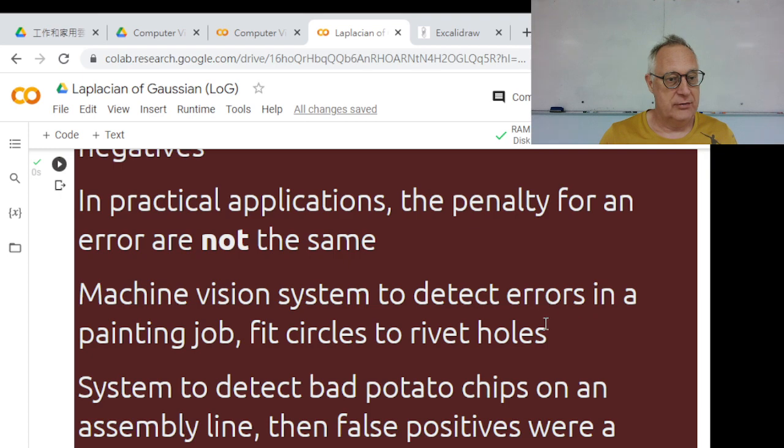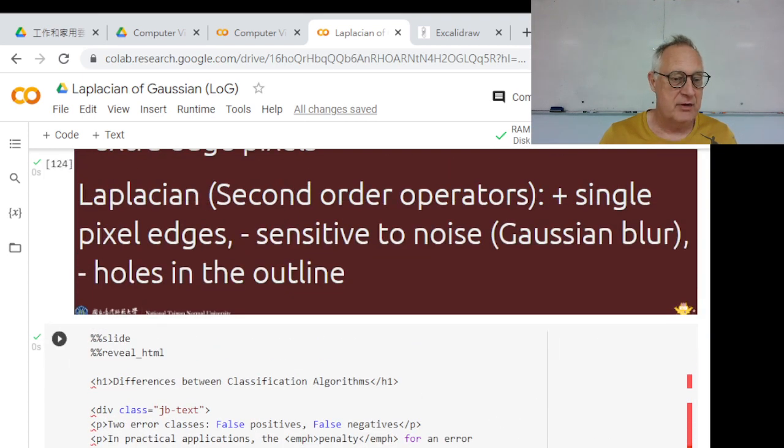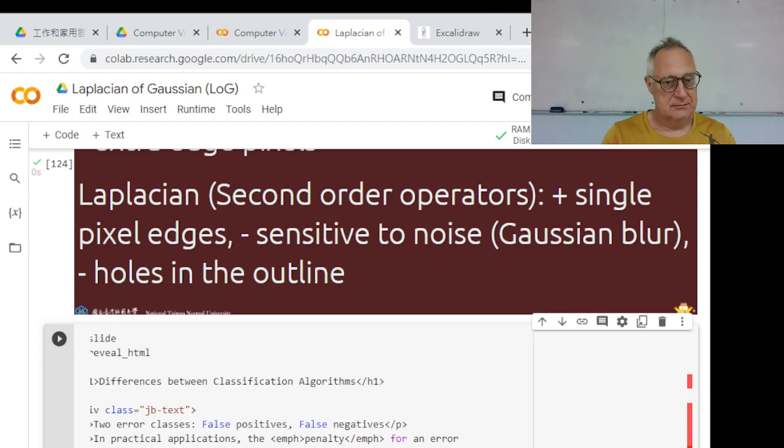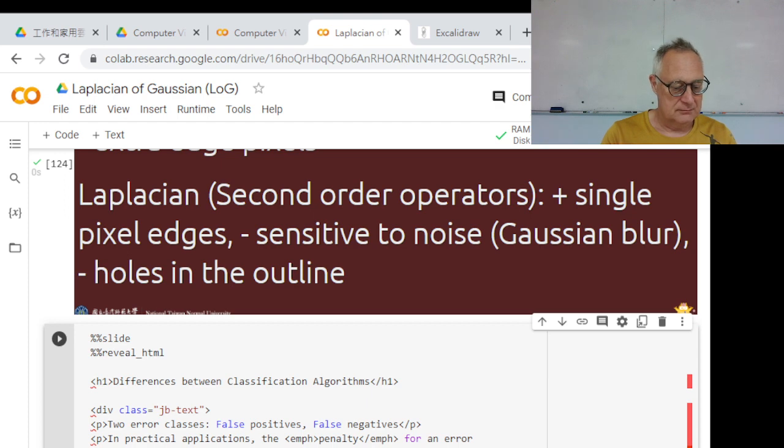So here, false positives on the edge pixels were a problem. Their false negatives weren't a big problem, so false positives were a bigger problem. So if you find random holes, that would be a bigger problem. And here, actually, the false negatives were a bigger problem.